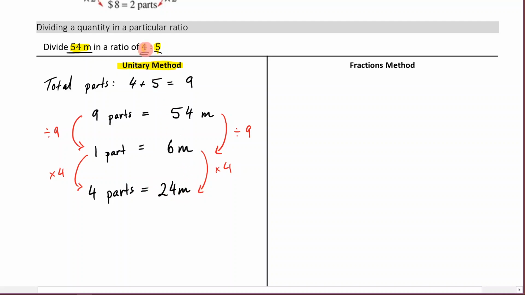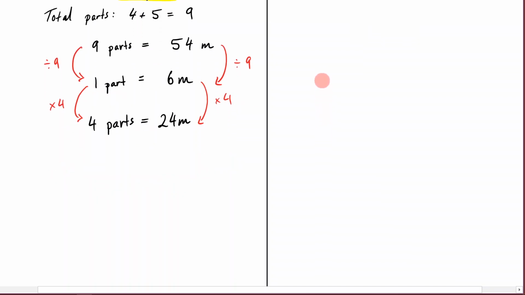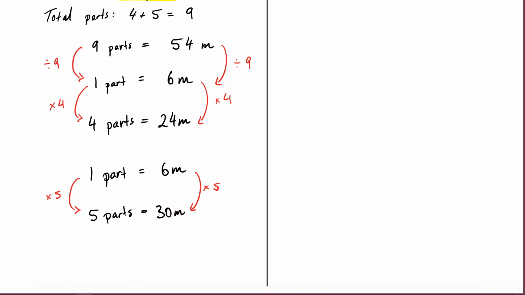Perfect, we've done 4 parts, but now I need to figure out what 5 parts is going to be. Again, let's remind ourselves, I know that 1 part is 6 meters. So to find 5 parts, I'm going to have to times both sides by 5, because 1 times 5 is 5 parts, and that's what we're after. Then 6 times 5 is 30 meters. Perfect. So we have found that 4 parts is equal to 24, and we have also found that 5 parts is equal to 30.